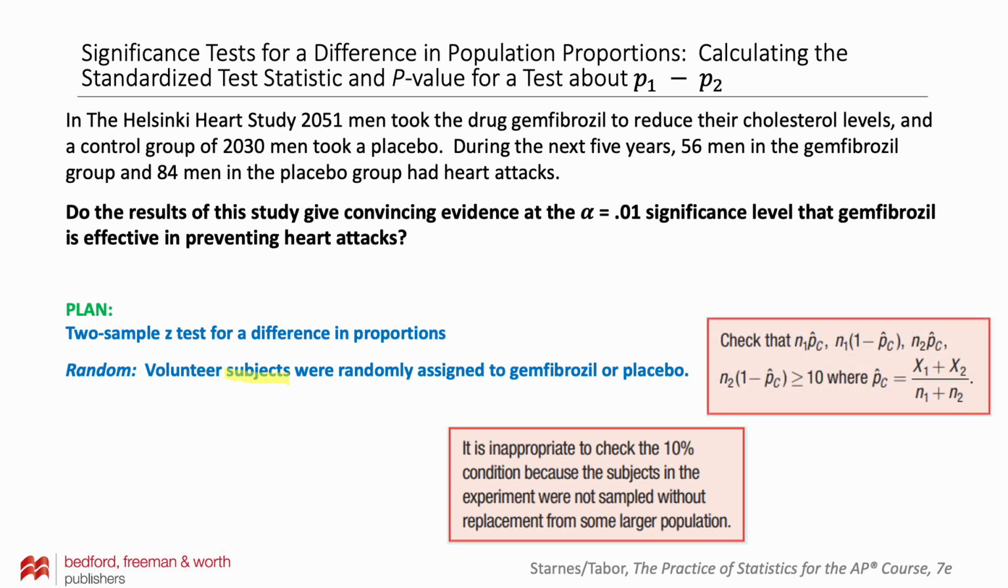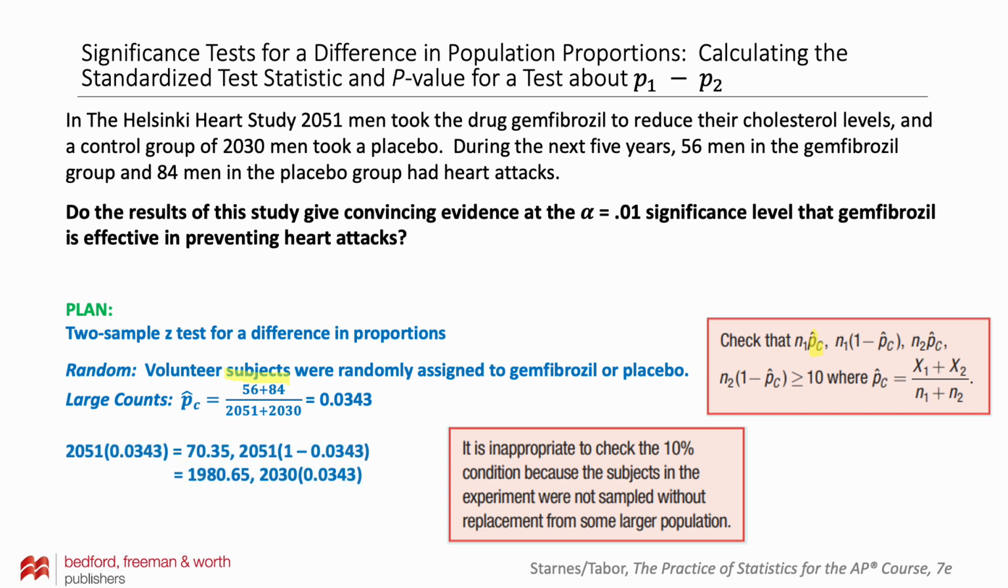So then we're going to move on to the large counts. Because this is a difference in proportions, remember we do need to use the combined proportion there. So that's the first thing we're going to need to find for the large counts. So our p hat combined would be 0.0343. And then we're going to check the first part, and notice that all of them here are greater than or equal to 10.